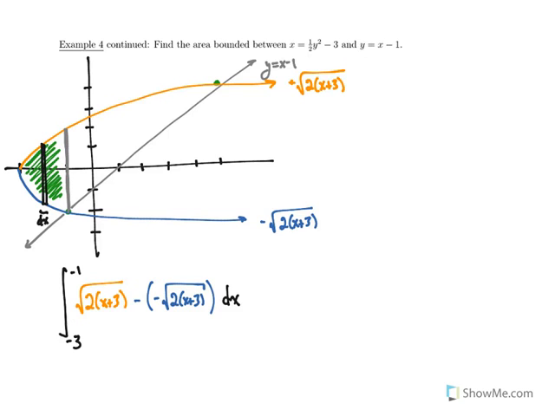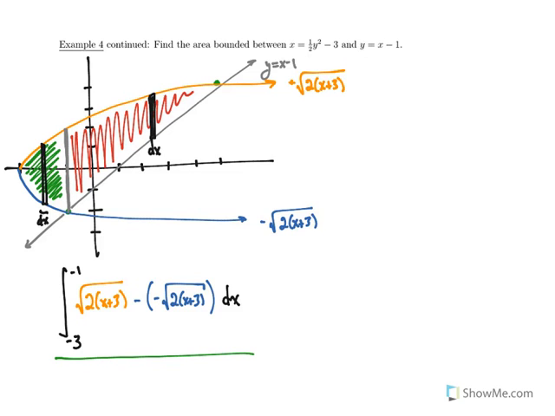That's that green area right there. Top is the yellow square root part, the bottom is that blue square root part, and we're going from negative 3 to negative 1. Then we're also going to consider this area, and in that area we think about just a generic rectangle.